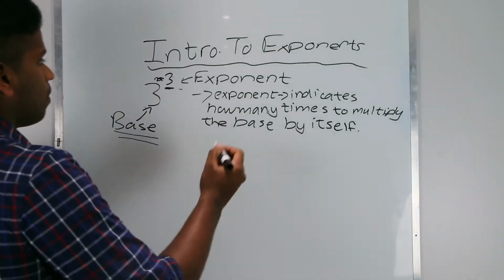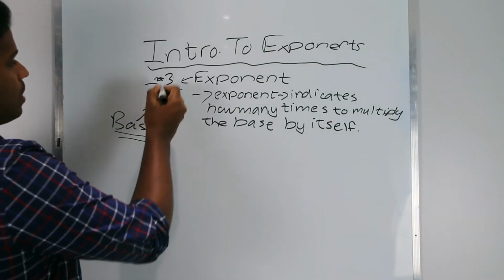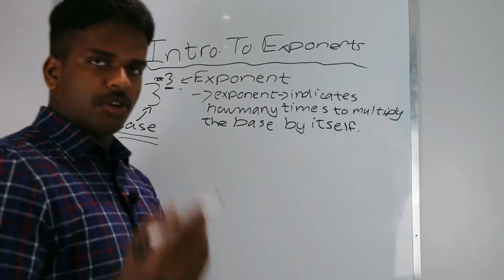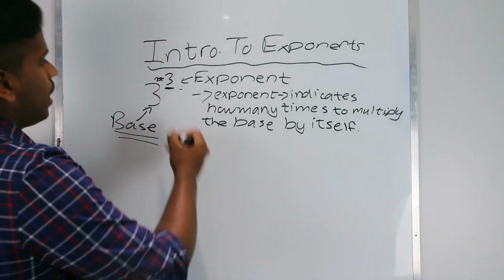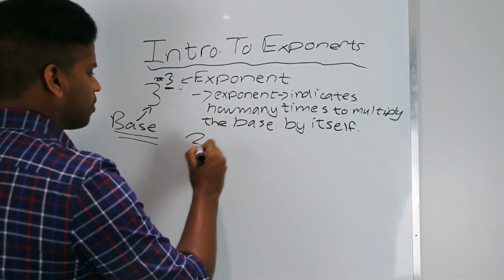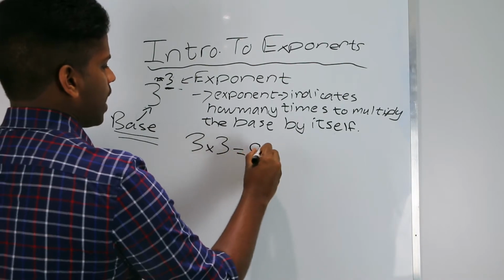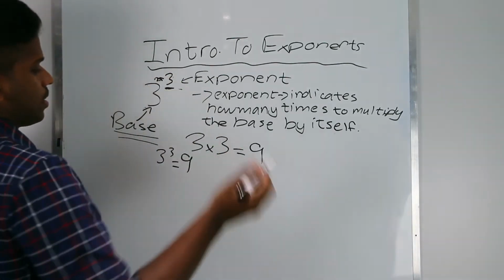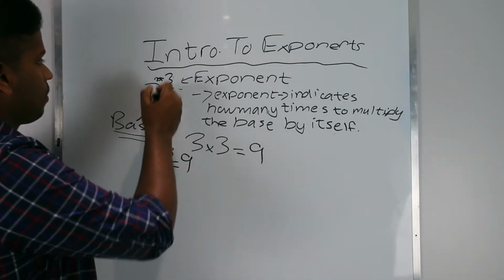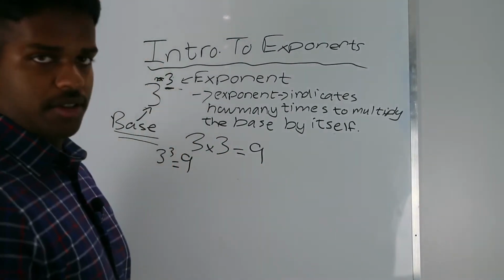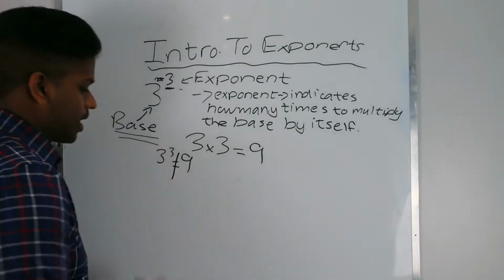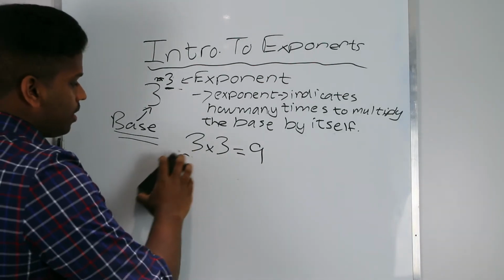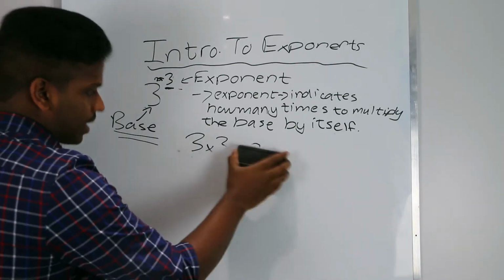In this example, we have a base of 3 and an exponent of 3. A lot of people at first, when they look at exponents, see a 3 and multiply: 3 times 3 is 9. So a base of 3 and an exponent of 3 gives you 9. But that would be incorrect when you're looking at exponents. It would be correct when you're multiplying 3 by 3, that would equal 9.